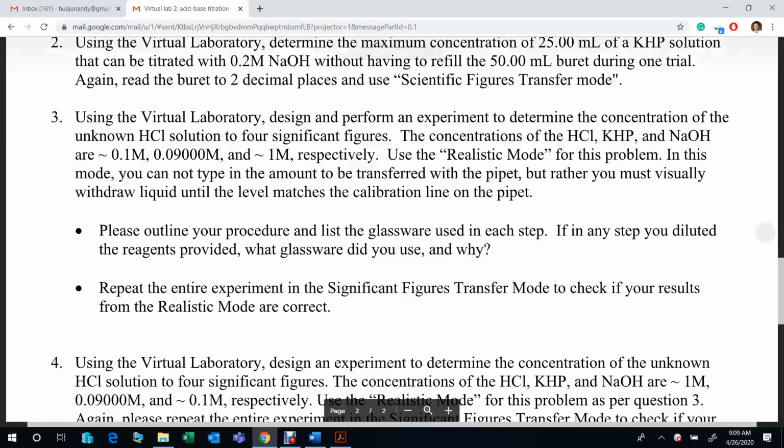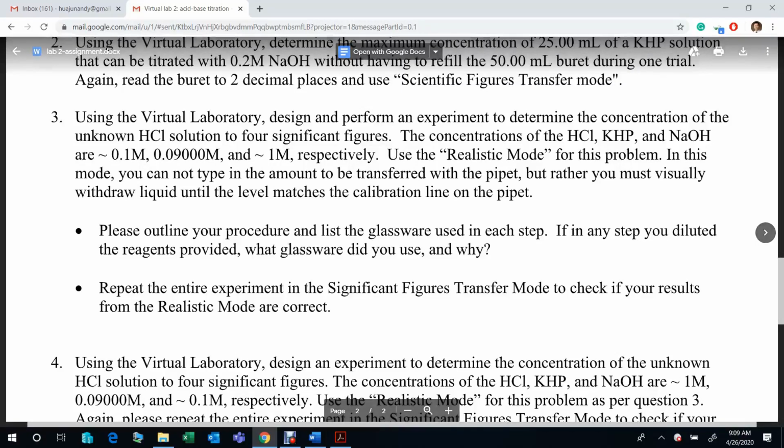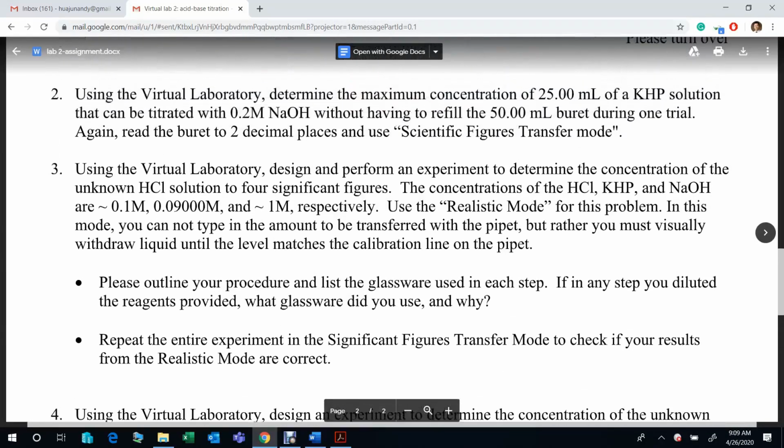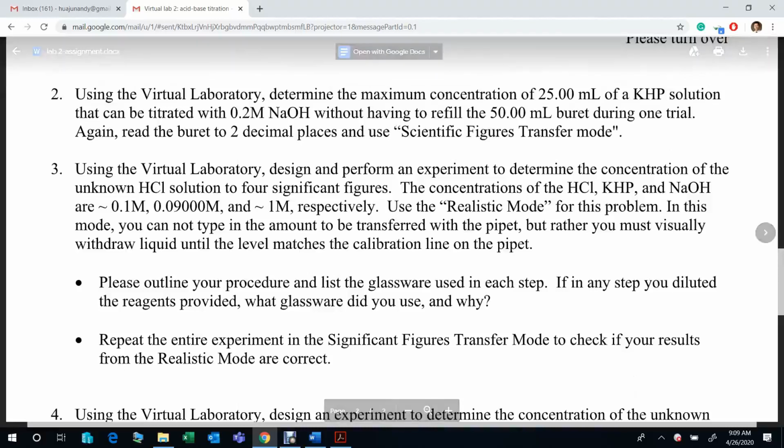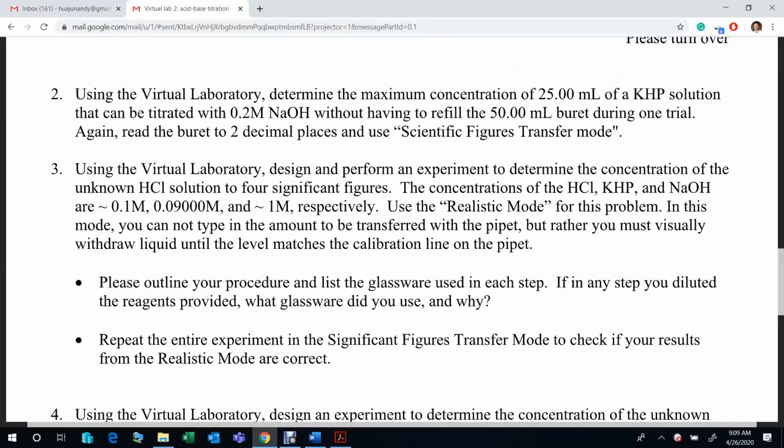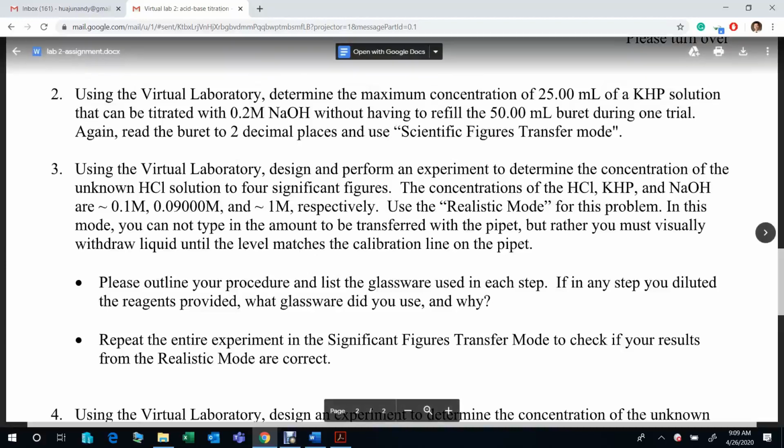As I said in the email, I'm not quite sure what the second question asked for, so I will skip this part because I think there's no need for us to do the virtual lab to determine the maximum concentration. So I will go to work on problem 3.